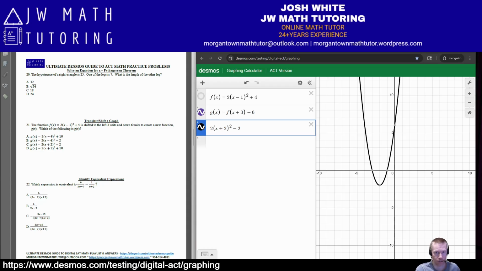And again, what I did is I graphed the original function, then I translated it, and then I just typed the answer choices to see which one matched it completely.